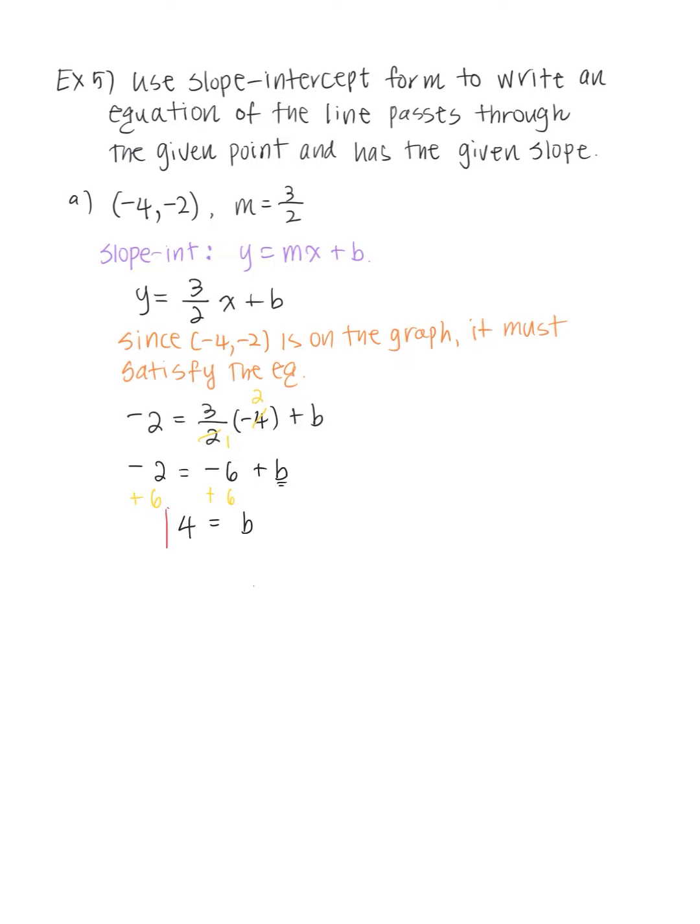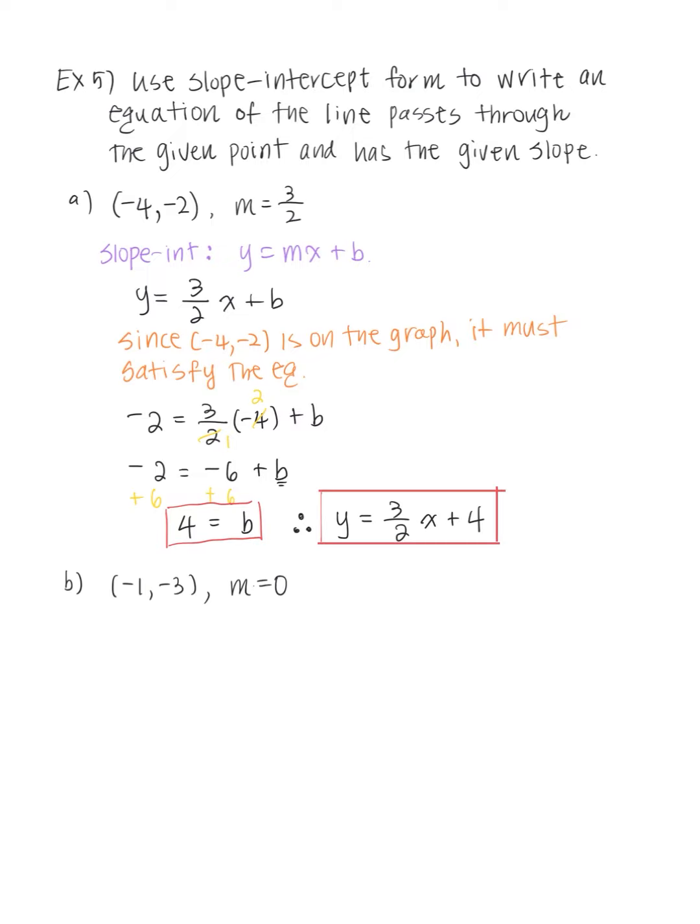So let me just box this because I need this piece of information. All right, so therefore, our equation in slope-intercept form is given by y equals 3 over 2x plus 4. Now let's look at the next example.